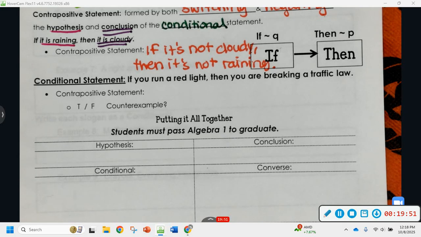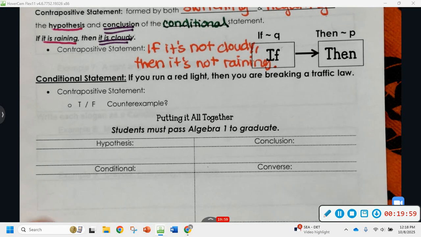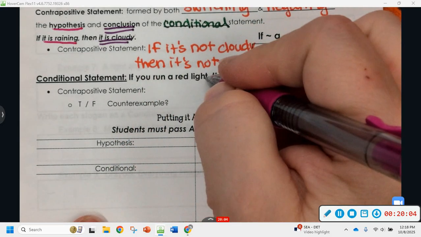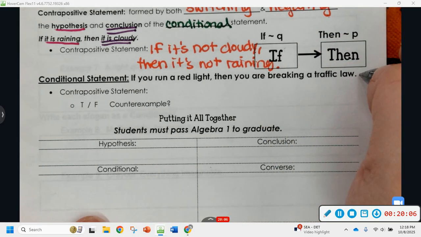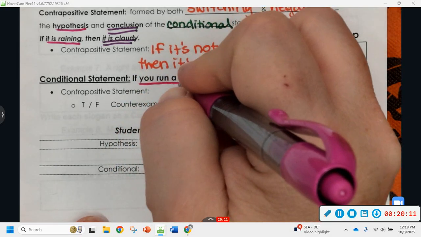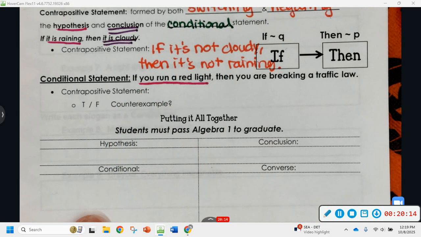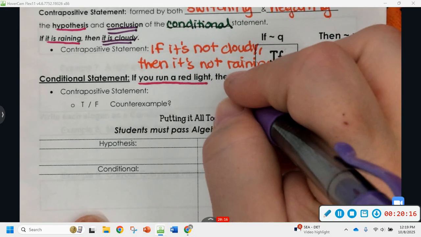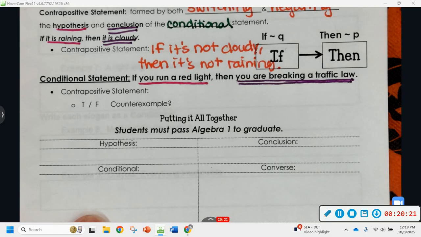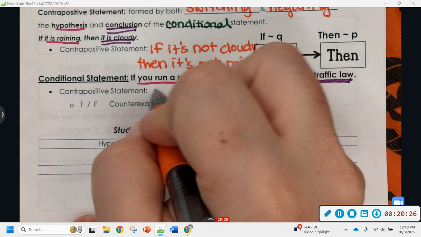Okay? So our last part on here is we're going to take this, actually, sorry, we've got one more to practice. Let me go back. If you are running a red light, then you are breaking a traffic law. So our hypothesis is you are running a red light. My conclusion is you are breaking a traffic law. My contrapositive switches and negates.